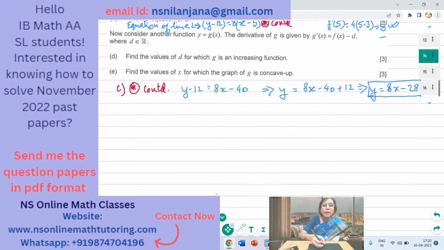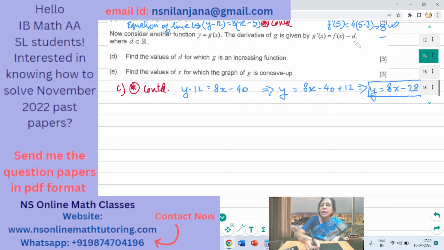Now they are saying, now consider another function y equals g of x. The derivative of g, that is g dash x, is equal to f of x minus d.